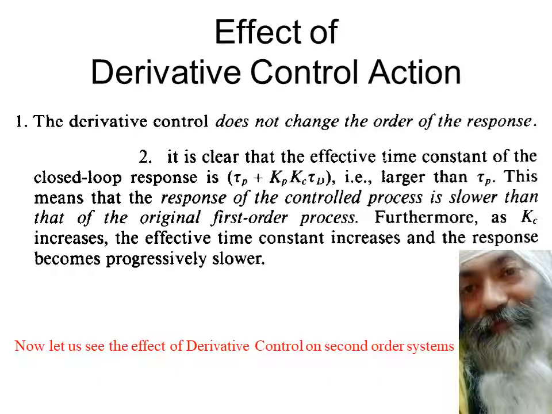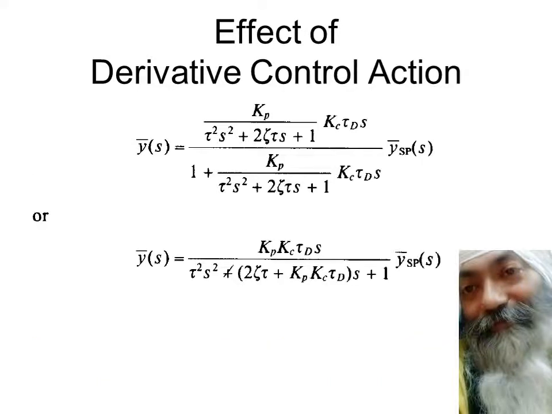What if the system is already second order and then we go on to apply a derivative control over there? How is it going to affect the dynamics of the second order system? My dear friends, here is the second order system, Kp upon tau square s square plus 2 zeta tau s plus 1. This is something very familiar to you right now. And you apply a derivative control to it, like this, Gp multiplied by Gc upon 1 plus Gp into Gc.